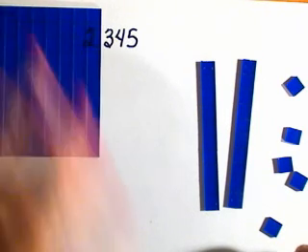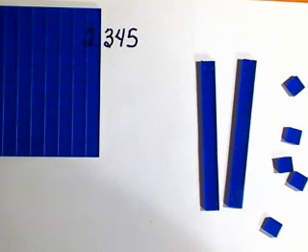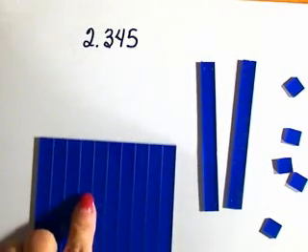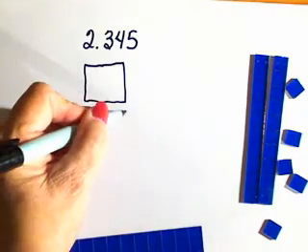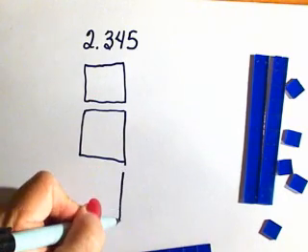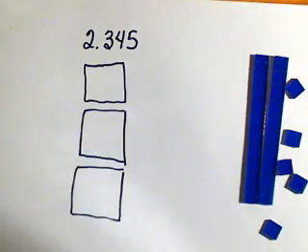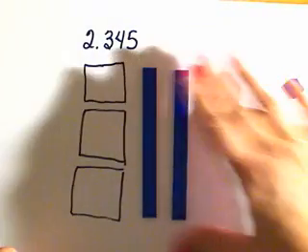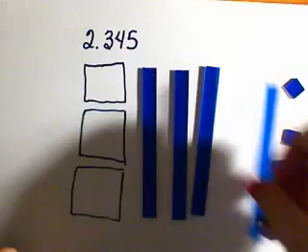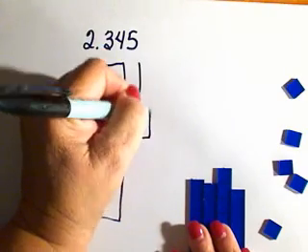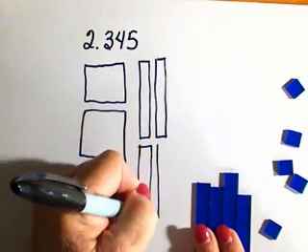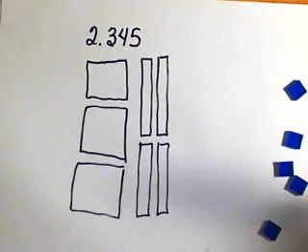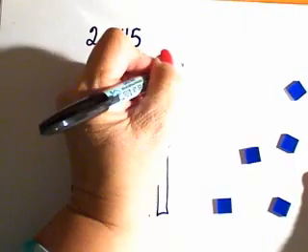Now, if I looked at this part of the number, and I modeled 345, I would actually have 3 of the flats, and I'm just going to draw them because it's a whole lot more space on the paper. So that represents 3 of the flats. And then 4 longs would represent the 40. So then I'm just going to draw 4 of those longs. And then I'm going to represent the 5 with 5 units.